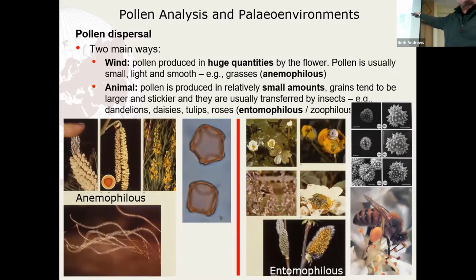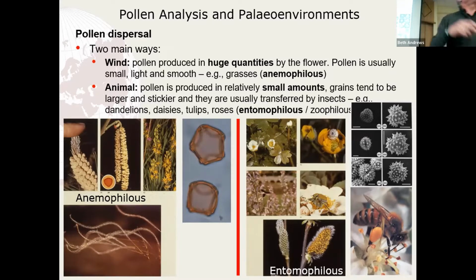Some plants have actually developed a symbiotic relationship with an animal vector. Think of bees, for example. So some pollen is produced in relatively small amounts, and the grains tend to be larger and stickier because they need to adhere to that animal vector to take the pollen grain from the male plant to the female plant. And these are transferred by insects, for example, dandelions, daisies, tulips, roses, which are all animal pollinated.